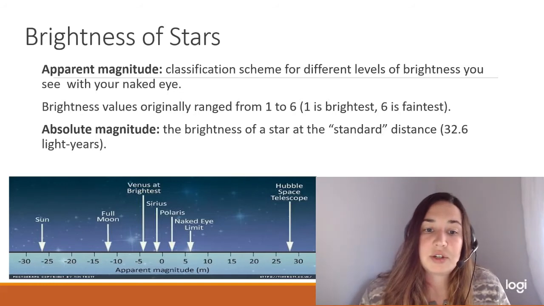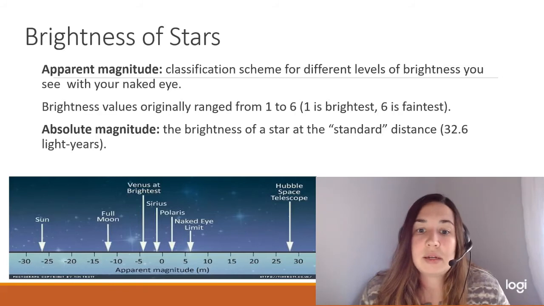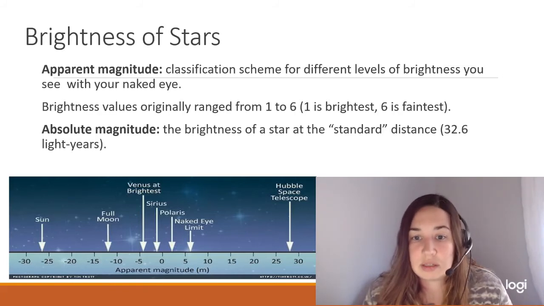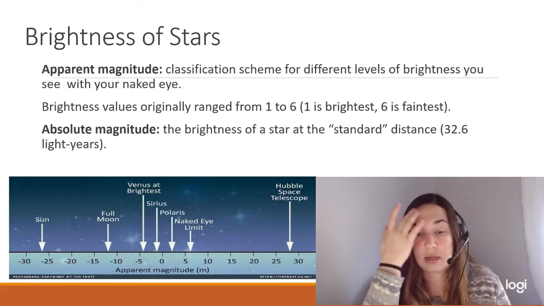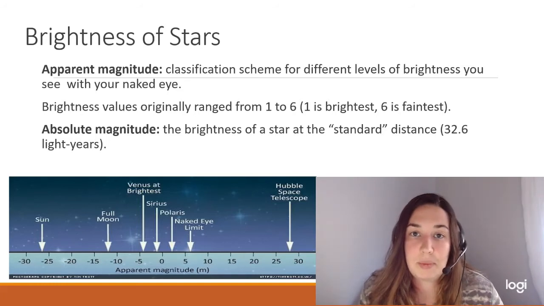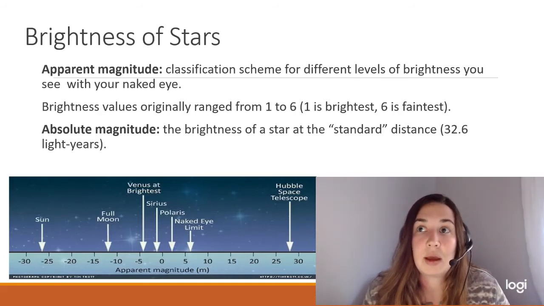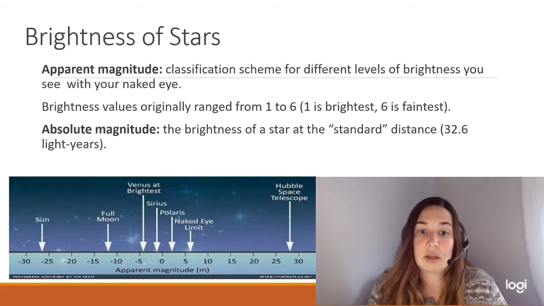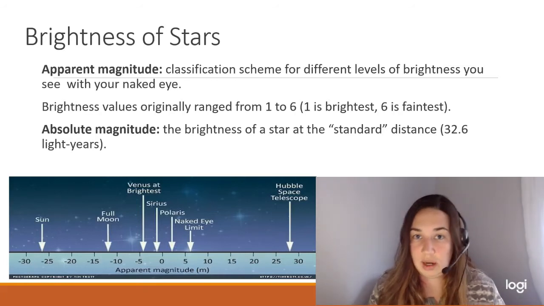Also, our next term here is absolute magnitude. That is the brightness of a star at the standard distance. The standard distance in this case is measured at 32.6 light years. That's the standard they're using in order to measure that brightness, so that all stars are on a level playing field. We're not necessarily using distance to determine the brightness of stars here. We're using the brightness at this standard distance when we're looking at absolute magnitude.